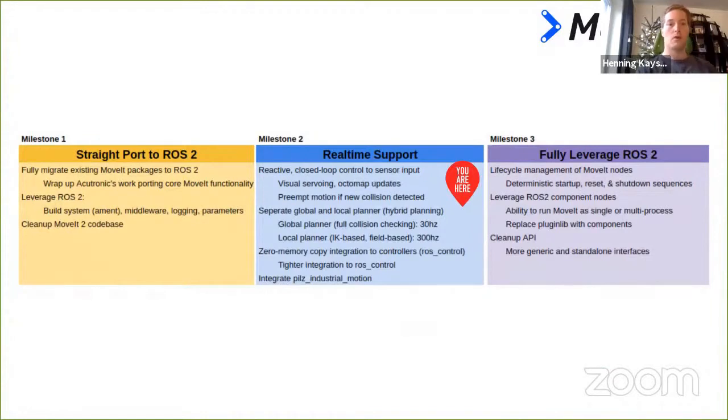So currently we're working on 3 milestones. Basically, the first milestone is already done. The straight port to ROS2 is considered completed. Our current focus is on milestone 2, real-time support, which includes a couple of objectives that I will walk you through really quick. And milestone 3, fully leverage ROS2, which is more like a long-term milestone for enabling all the ROS2 features in Move It, and really using all of the things that we think are really useful in ROS2, like lifecycle management of ROS nodes and component nodes, improved messaging, and so on.